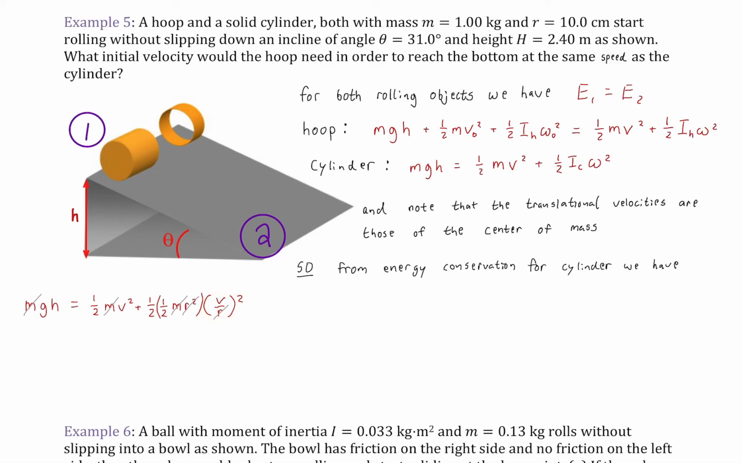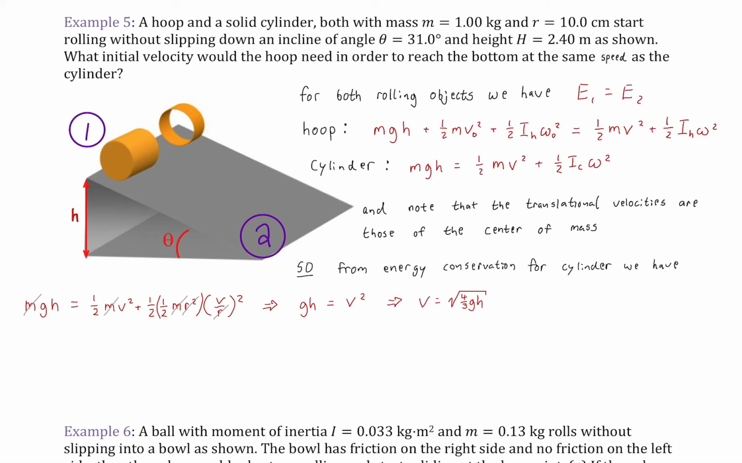That means that I have a lot of cancellations. M cancels from all three terms, and then r cancels because it is in the numerator and the denominator here. They're both r squared. So then this is going to simplify to simply gh equals v squared. Why v squared? Well, because we've got, let's see.